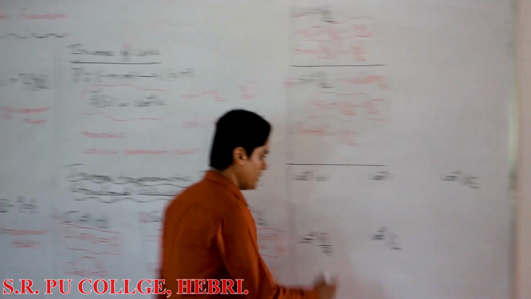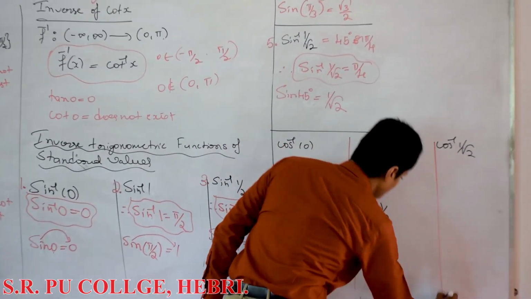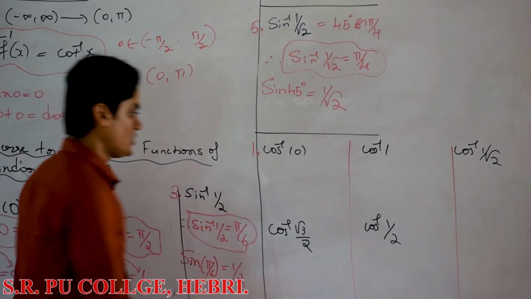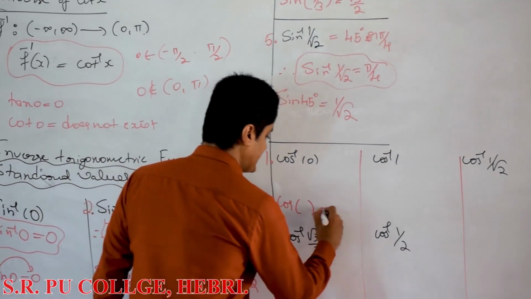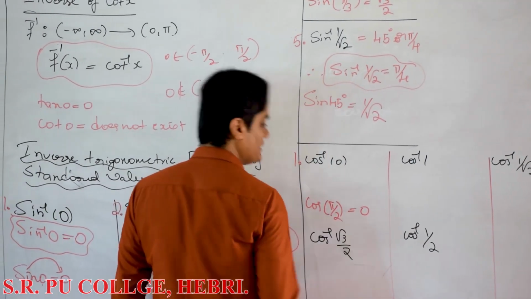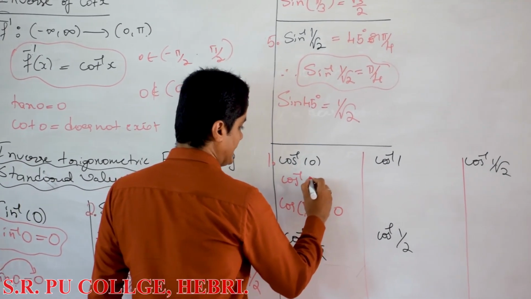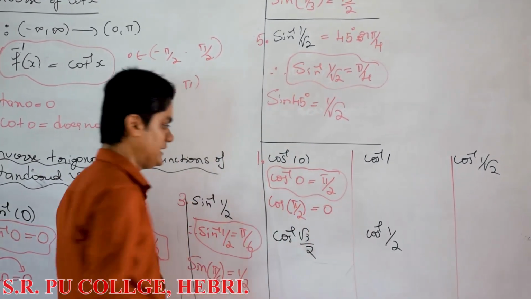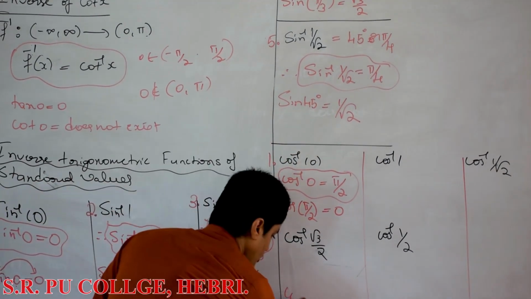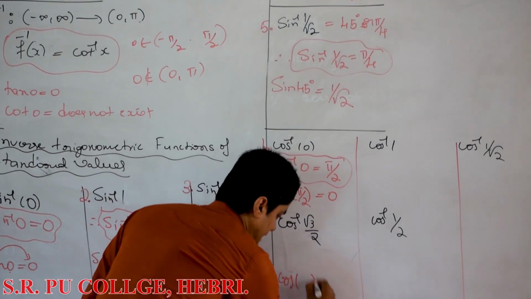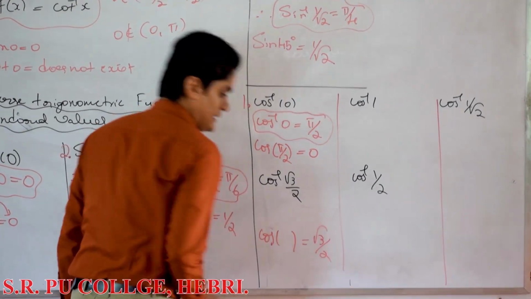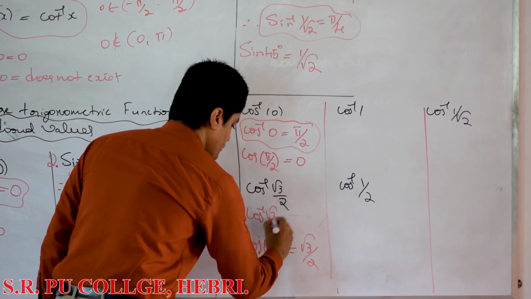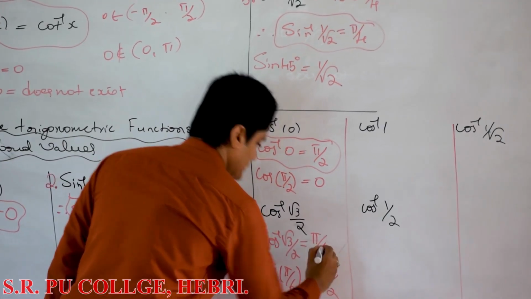Similarly, you're going to now find the values of these standard numbers for cos inverse. Yes, the first one, cos inverse of 0. For which value of cos it gives 0? Yes, answer is pi by 2. Therefore, cos inverse of 0 is equal to pi by 2. Remember, this is an important value, so you should remember. Yes, next one, cos inverse of root 3 by 2. Cos of which angle gives root 3 by 2? It is 30 degree.